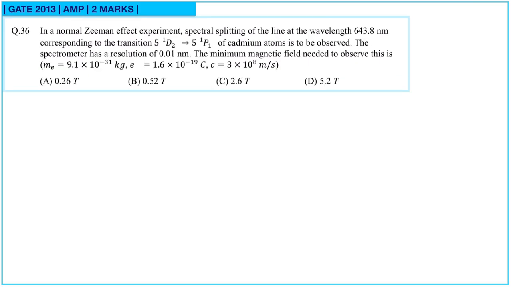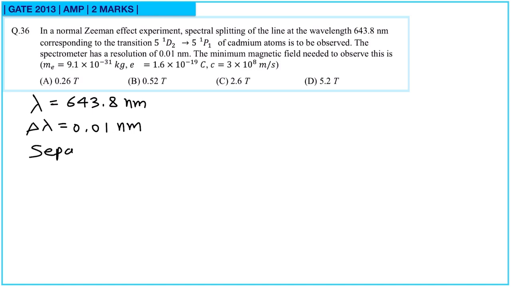Next question. In a normal Zeeman effect experiment, spectral splitting of the line at the wavelength, here lambda is given 643.8 nanometer, corresponding to the transition 5 ¹D₂ to 5 ¹P₁ of cadmium atoms is to be observed. The spectrometer has a resolution of 0.01 nanometer. The minimum magnetic field needed to observe this is. Here resolution is given, that is delta lambda 0.01 nanometer. Now separation between Zeeman components.